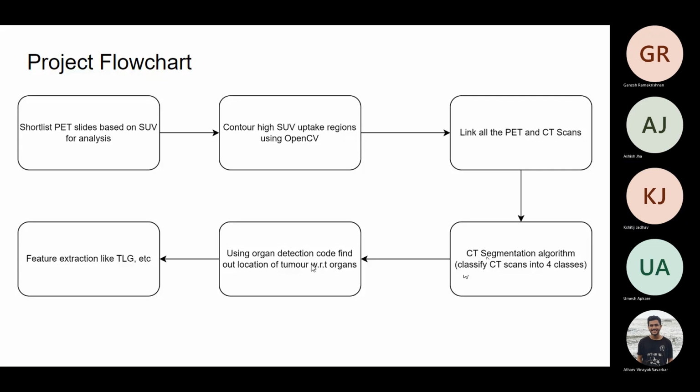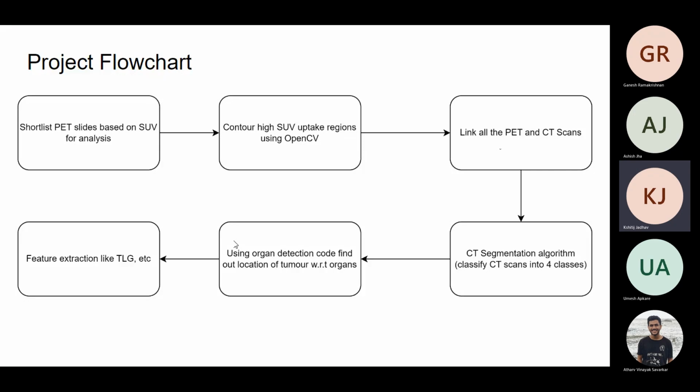Yes, got it. Did you understand? Yes, I got it. So first shortlist PET scans, then use these contours and find out which organ has that tumor. Correct. Okay, got it.